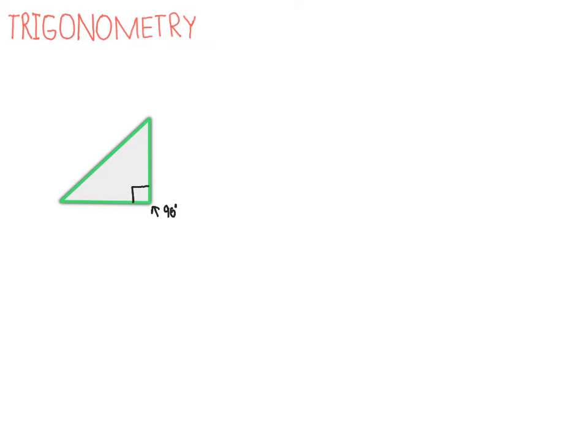Now, let's say that the base has a measurement of 4. And let's just say that it has a height of 3. And the hypotenuse is just 5. Now that I have the measurements of a triangle, let's move on to the trigonometry.